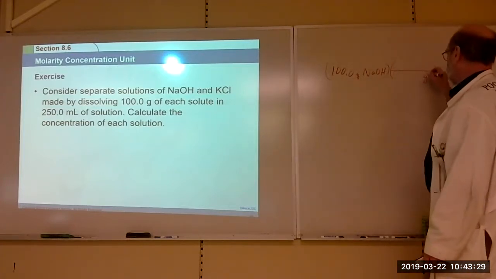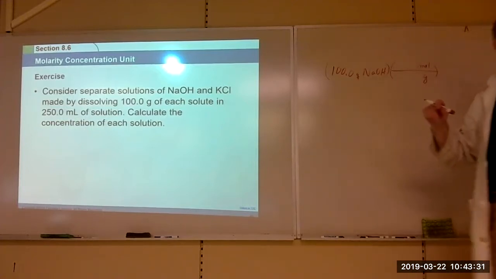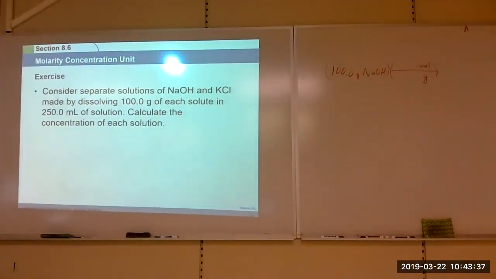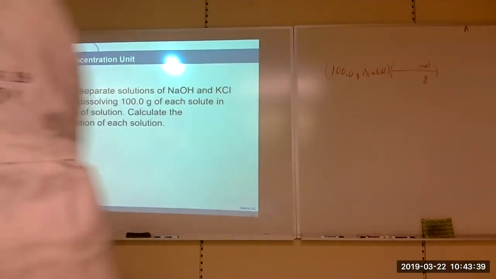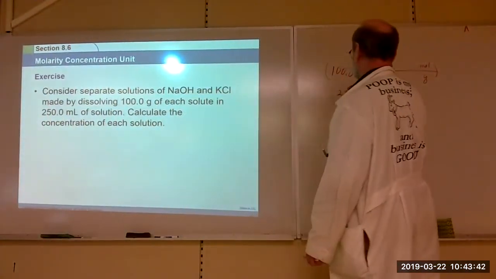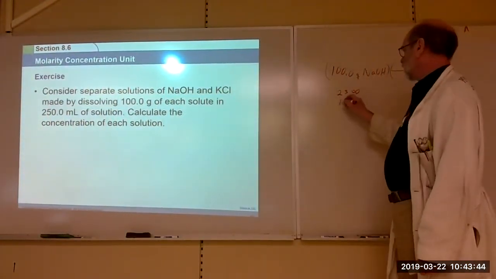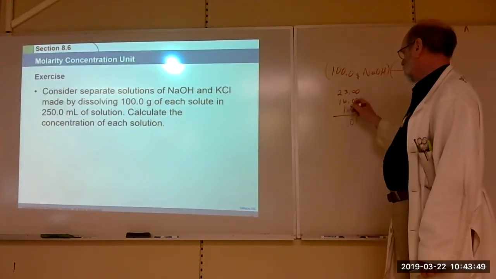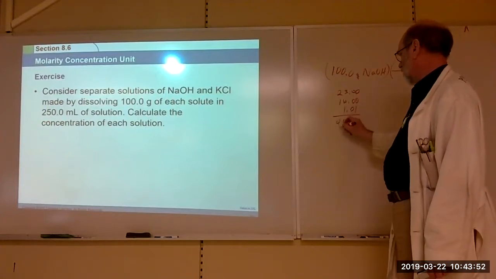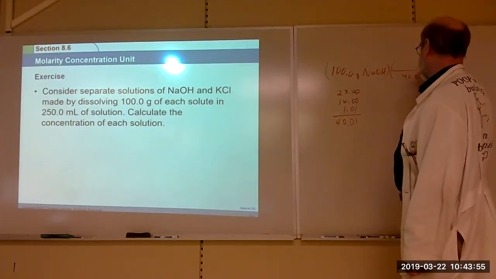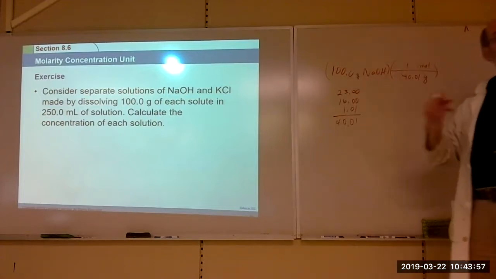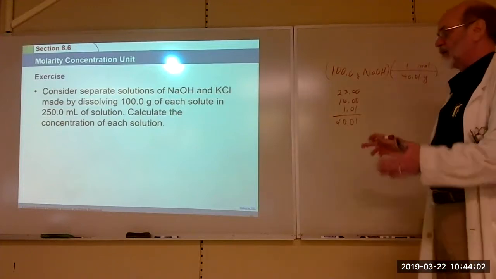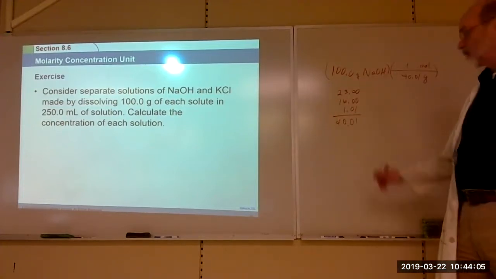To convert grams to moles, you need molar mass, right? Sodium is 23, oxygen is 16, hydrogen is 1.01. So you have 40.01. Divide that into that. That gives you the number of moles of sodium hydroxide. Then you take the moles and stick it in your formula for molarity.